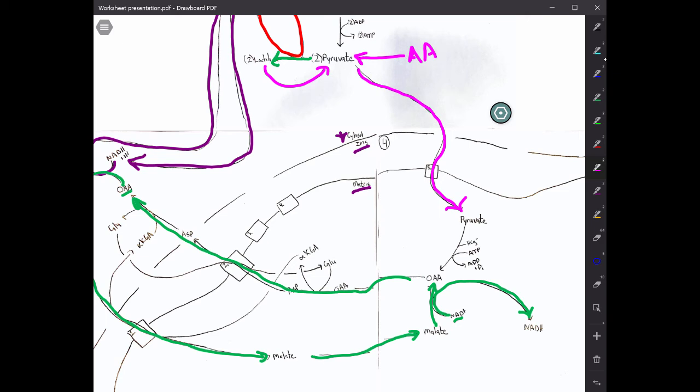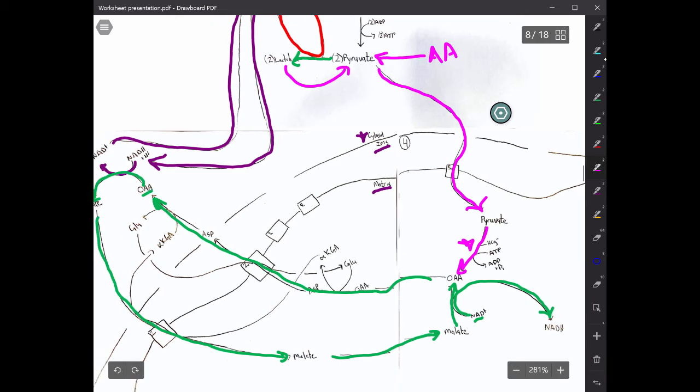That pyruvate can then move into the matrix of the mitochondria, and this first step here would be catalyzed by the enzyme pyruvate carboxylase, essentially the addition of a carbon to pyruvate to make oxaloacetate. And that would then start the pathway of gluconeogenesis. Now, if that's happening, understand that this is not pyruvate made from glycolysis, so you don't make pyruvate from glucose to then take pyruvate to make glucose.